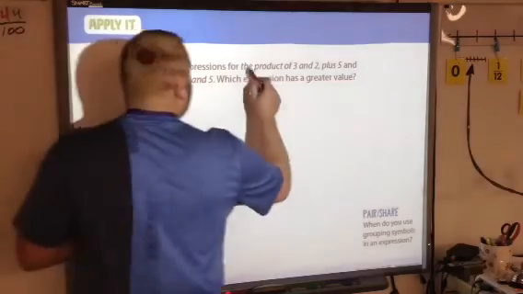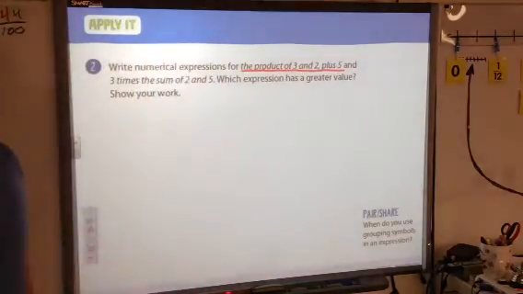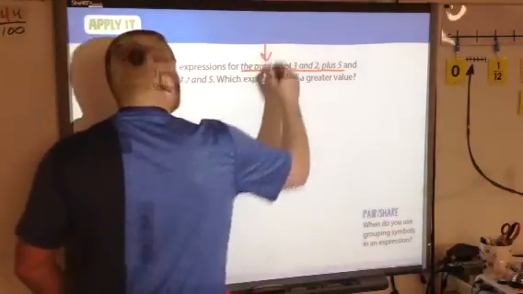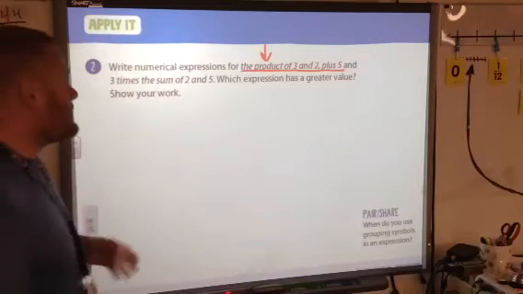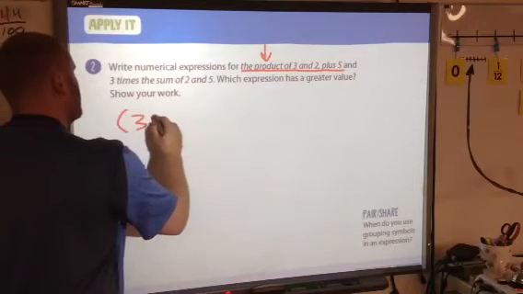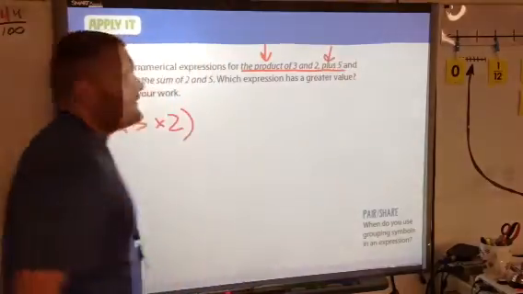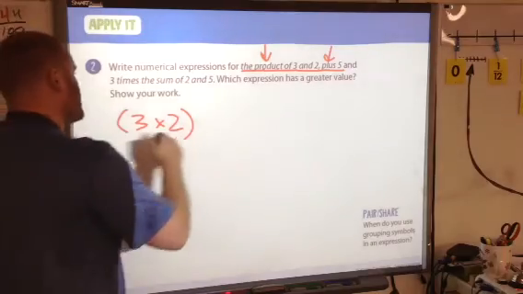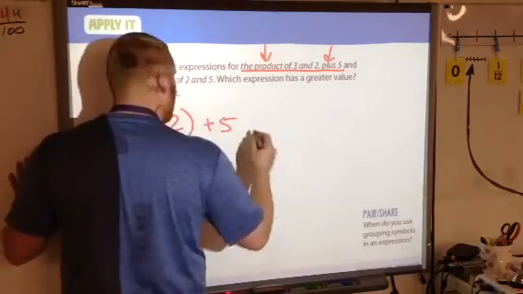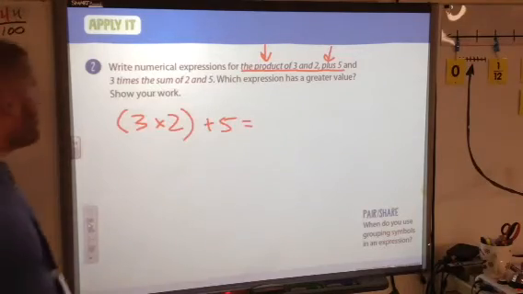It says the product of 3 and 2 plus 5. Okay, product, remember, that's a big buzzword for saying the result of multiplication. So why not put it in parentheses? So I have 3 times 2, and then it says plus 5. Doesn't say the sum of 5 and another number, it just says plus 5. So I know that I just have to add 5 at the end. Okay? Fair enough. Alright, now let's go with another one.